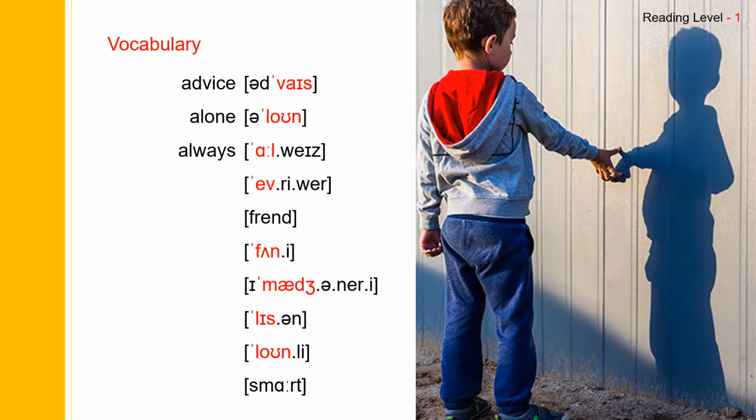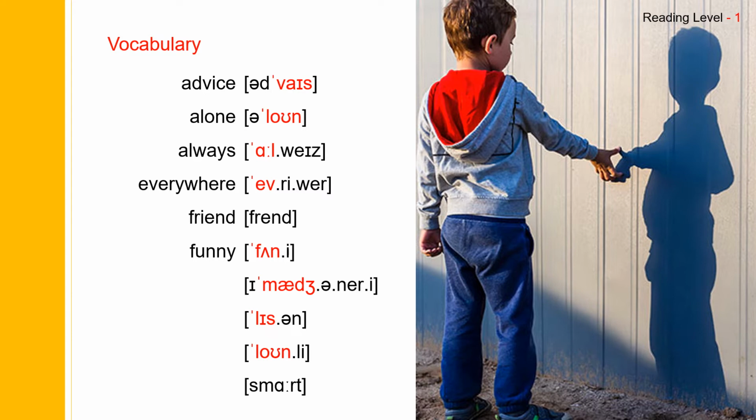And next one, everywhere. Everywhere. And everywhere spells E-V-E-R-Y, W-H-E-R-E, everywhere. Next one, friend. Friend. Friend spells F-R-I-E-N-D, friend. Next one, funny. Funny. And funny spells F-U-N-N-Y, funny.